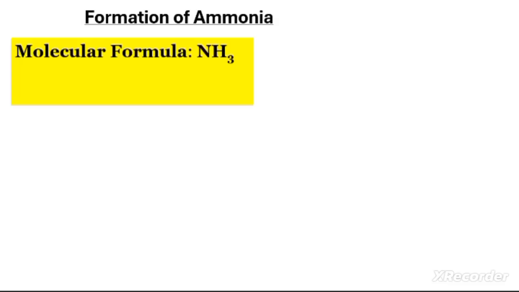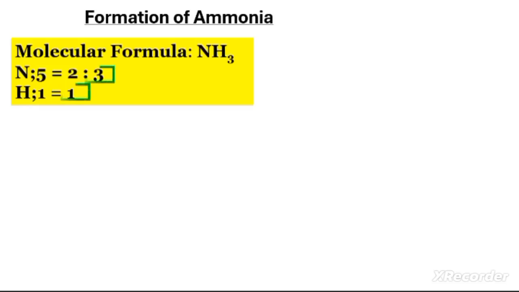The atomic number of nitrogen, according to our periodic table, is 5. So we have the electron configuration, which is 2, 3, and the electron configuration of hydrogen is 1. So we can see that nitrogen has 3 electrons in the outermost shell. Yes, 3 electrons in the outermost shell, and the hydrogen has 1 electron in the outermost shell.